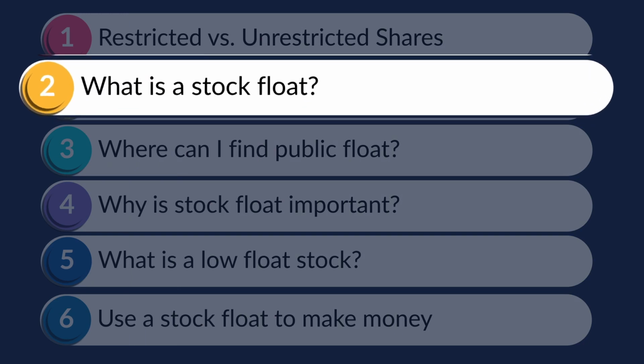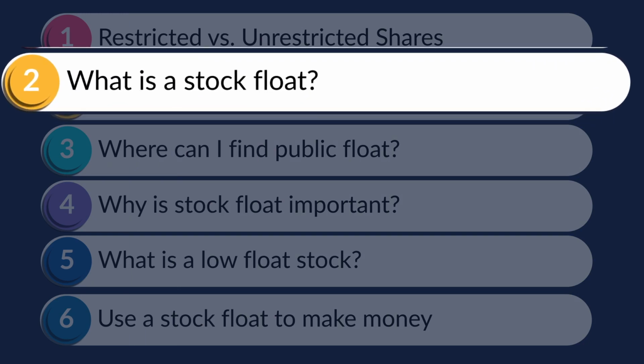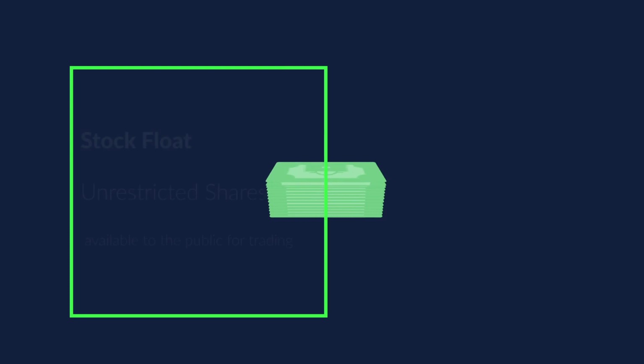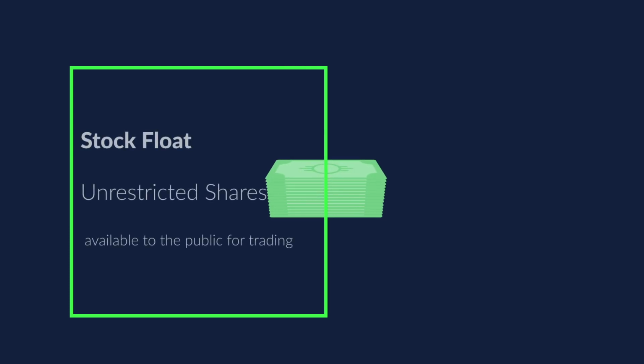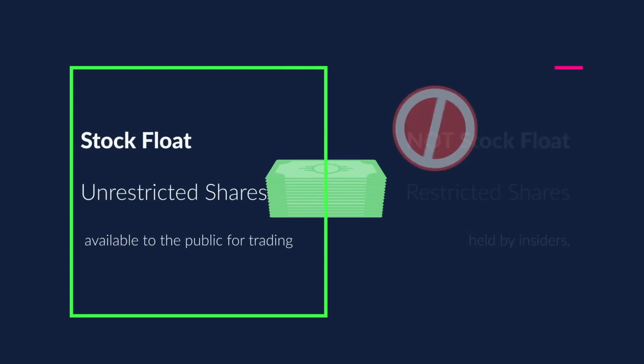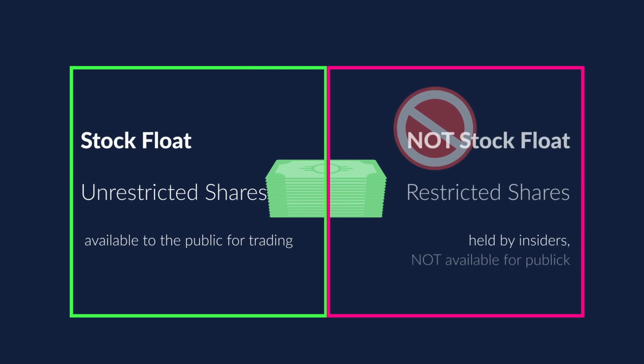2. What is a stock float? Now we understand restricted and unrestricted shares. Let's answer the question, what is a stock float? Stock float is the number of shares of a company's stock that are available to the public for trading. This excludes restricted shares, which are held by insiders, such as company executives and employees.